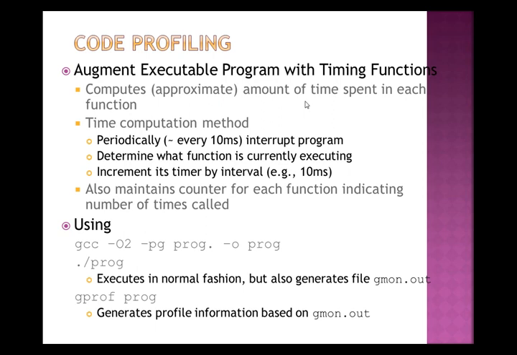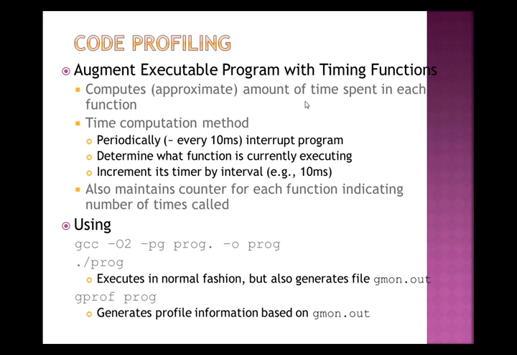Periodically interrupt the program, for example every 10 milliseconds, and determine what function is currently executing. This is one of the best methods for calculating the time. If one program is executing and another program is also executing, then compare the two programs and calculate the time required. Increment its timer by an interval, that is, every time the timer will be incremented by the interval.